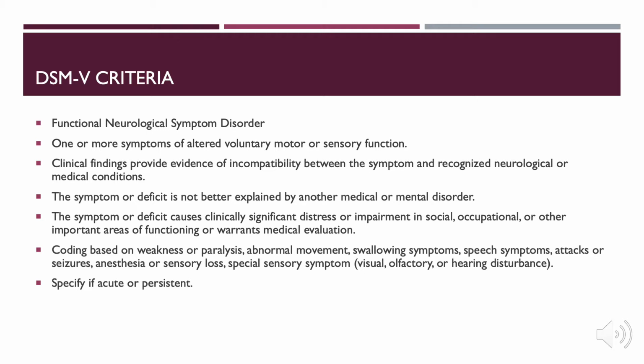So the coding is based on weakness or paralysis, abnormal movement, swallowing symptoms, speech symptoms, attacks or seizures, anesthesia or sensory loss, special sensory symptoms, like visual, olfactory, or hearing disturbance, and you should specify if it is acute or persistent.